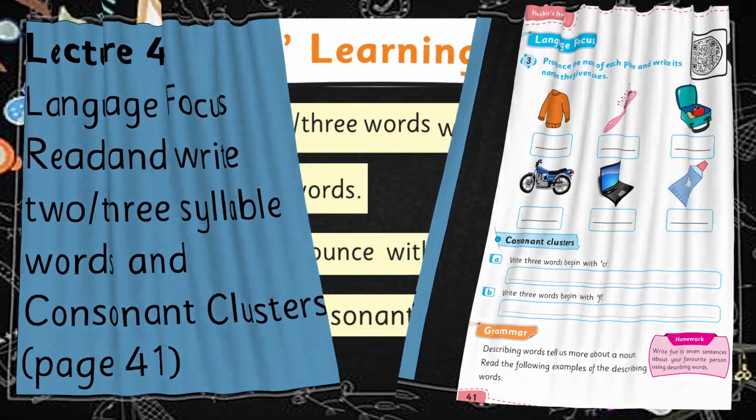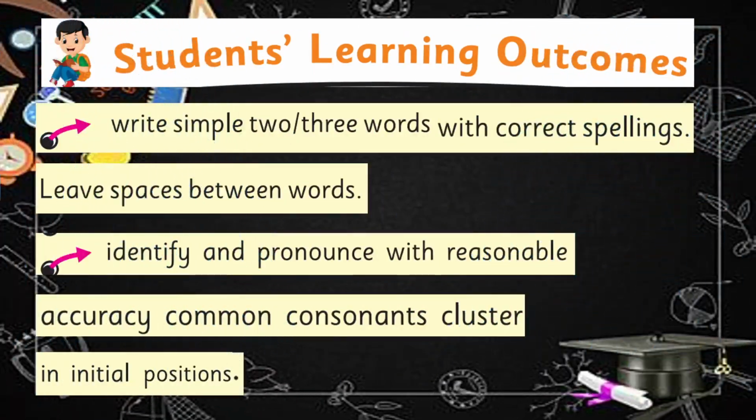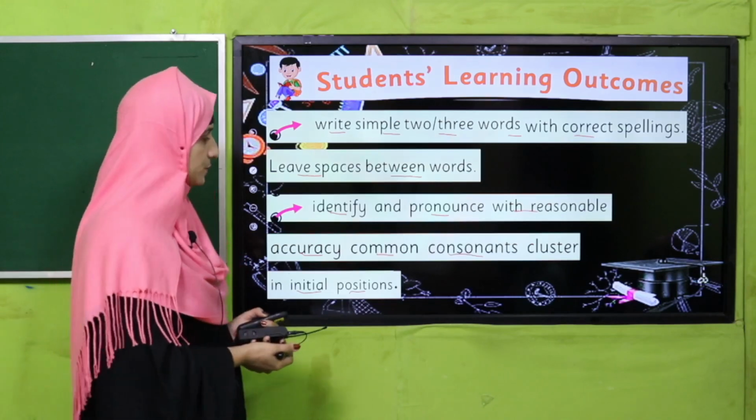And its SLO will be: write simple 2-3 words with correct spellings, leave space between words, and the next SLO will be: identify and pronounce with reasonable accuracy common consonant clusters in initial positions. So in this way, we will cover our 2 SLOs in this chapter.